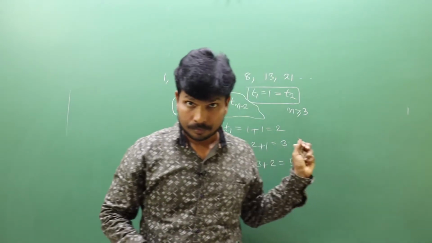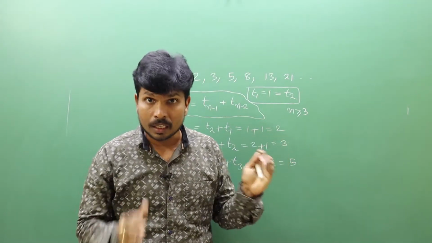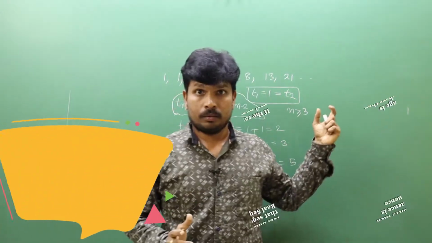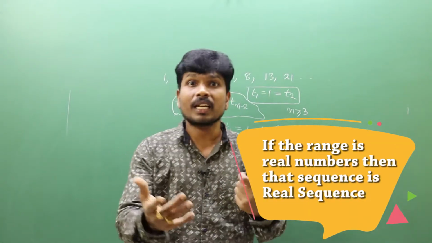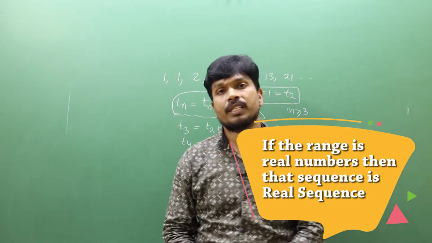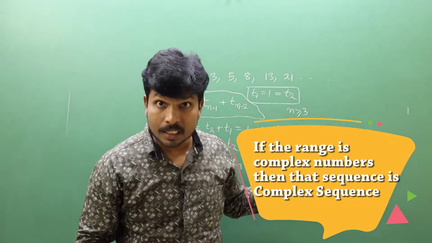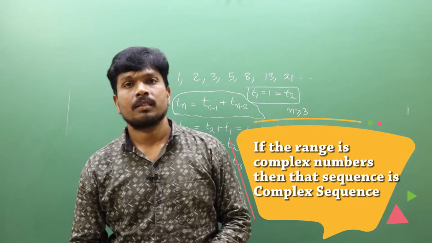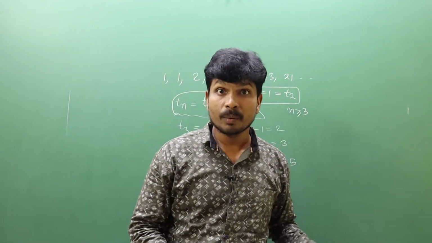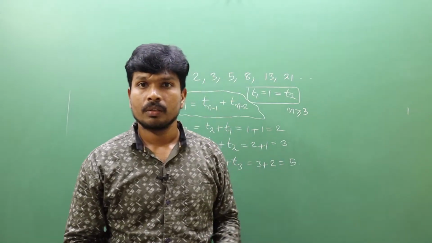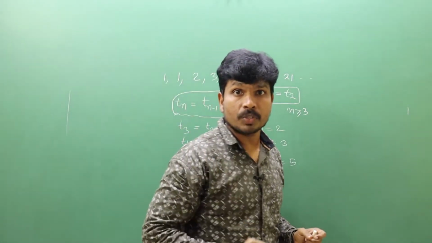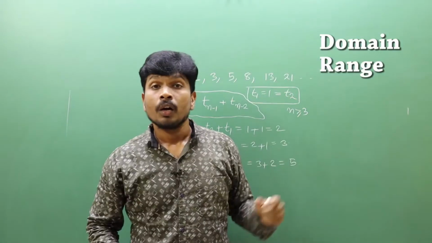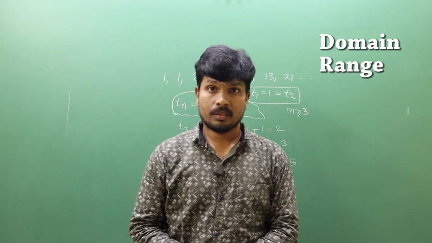The output we call the range. If the range is real numbers, then that sequence is called a real sequence. If the range is complex numbers, then that sequence is called a complex sequence. So that depends upon the range. Here we used two terms. What are those? One is domain and another one is range.